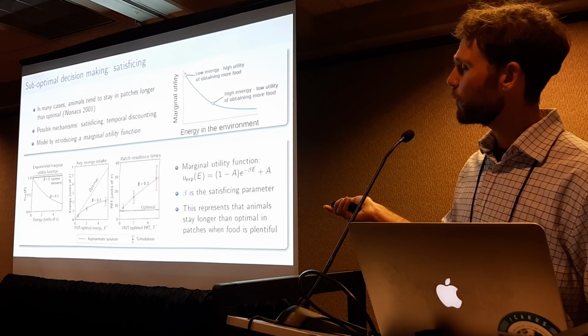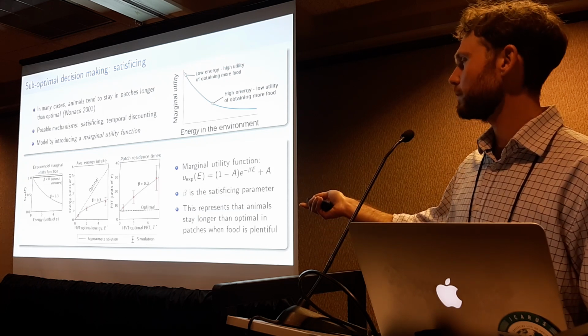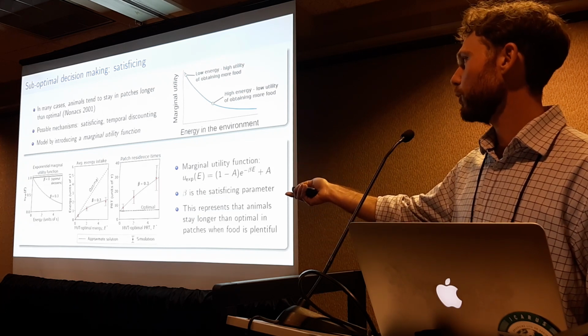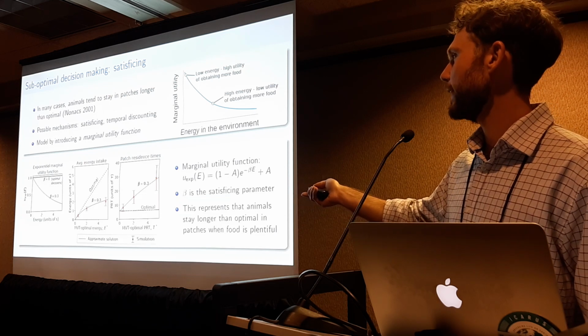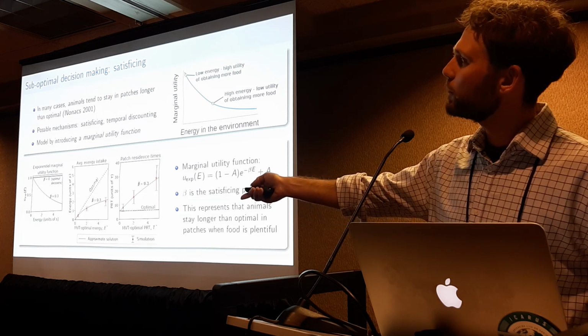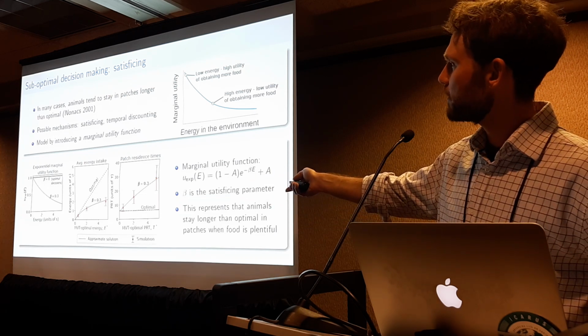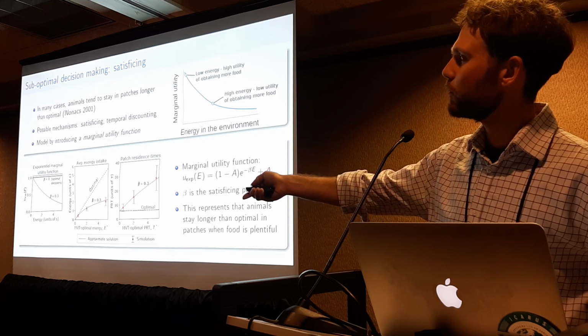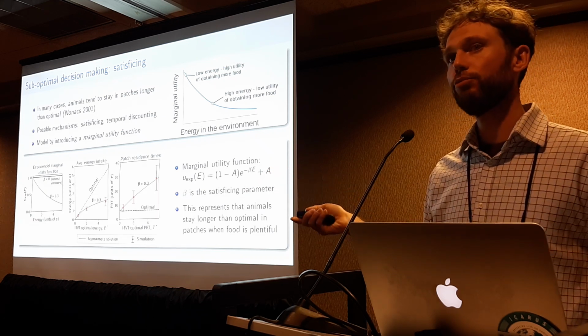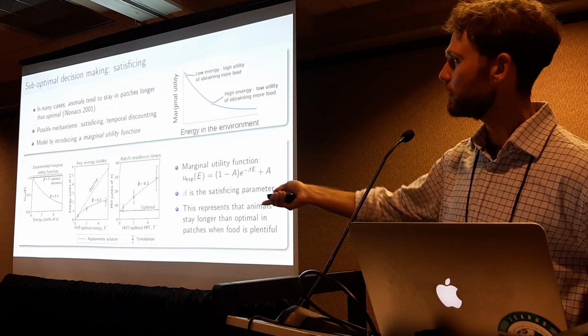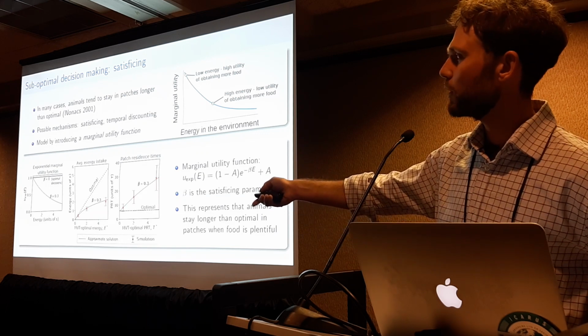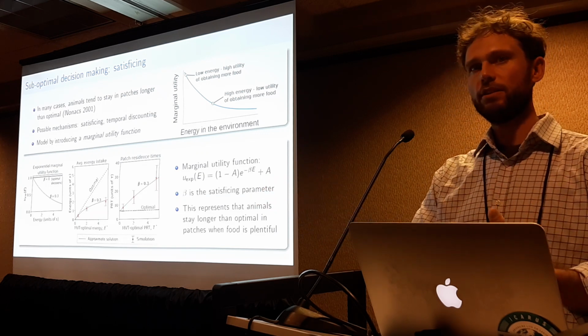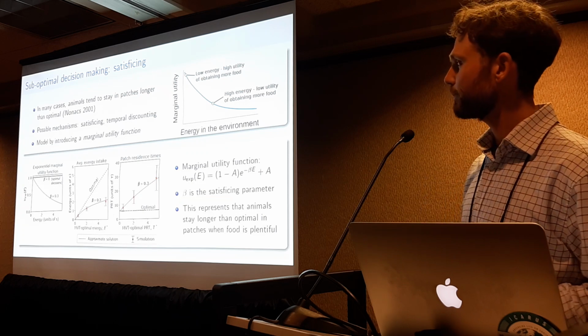One way to model this is to choose a form for the marginal utility function, here using an exponential form, where beta is a satisficing parameter. Beta equals 0 would correspond to the model I showed previously with optimal decisions. And non-zero beta corresponds to suboptimal decisions via this satisficing mechanism.